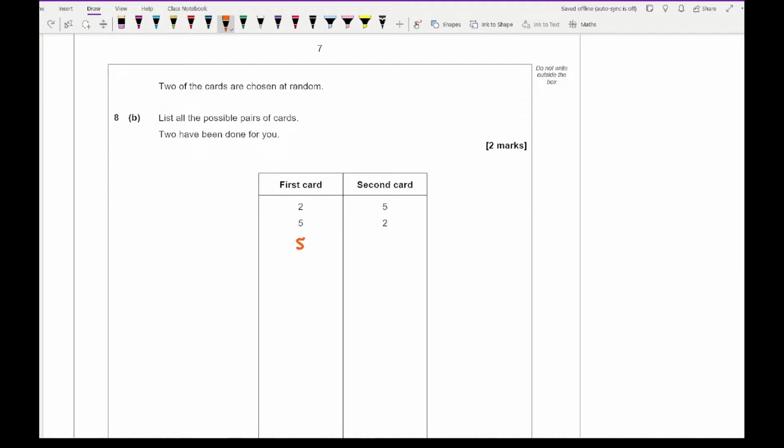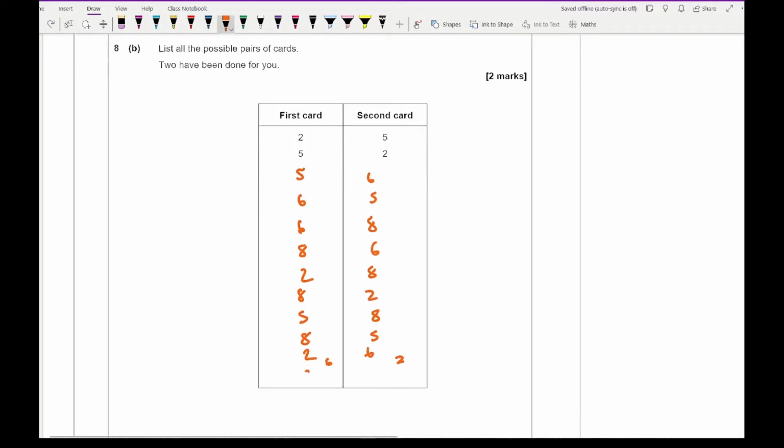So here you could have 5, 6, 6, 5. Your next one's going to be 6, 8, and again these could be in absolutely any order. 8, 6. You could have 2, 8, and then 8, 2. So all I've done is pick 2 numbers and then switch them around. And you always want to have a system. So I've got 5, 8, 8, 5, and then 2, 6, and 6, 2, which I think they've just about fit there. So let me just move that down. 6, 2. Put those out.